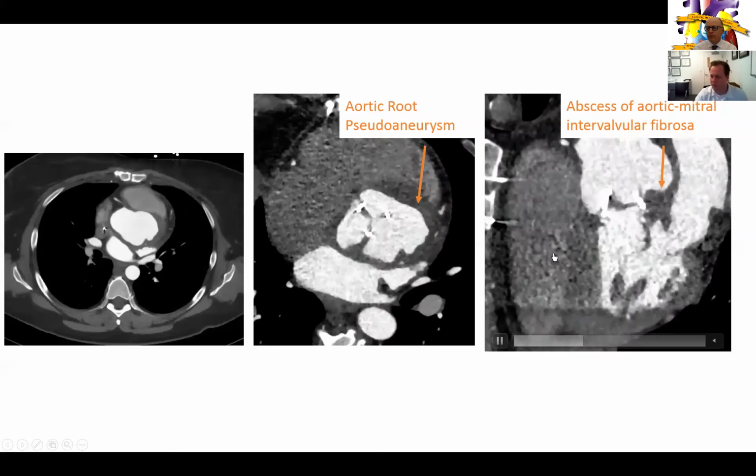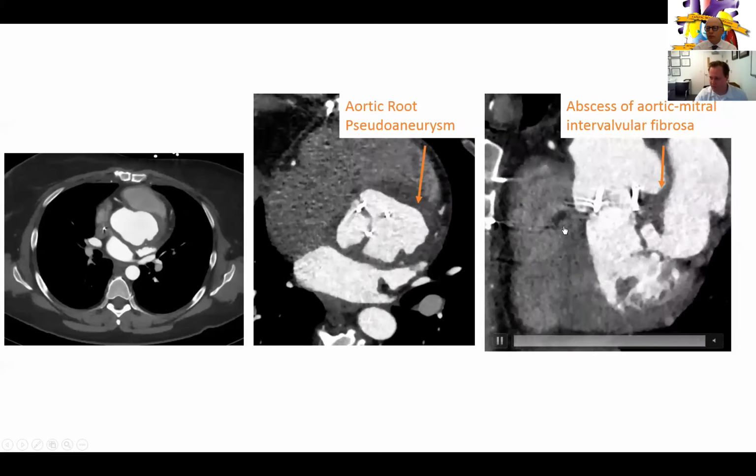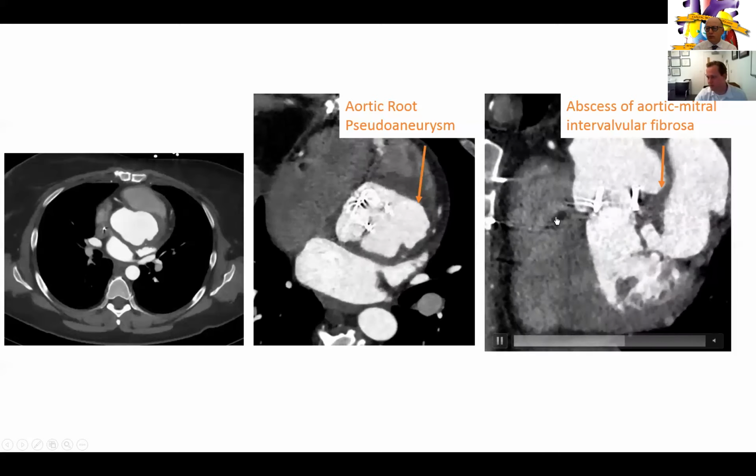Now, this is a younger patient, so you can see that we did actually use ECG dose modulation for this study. As you can see, some of the phases are a bit noisier.